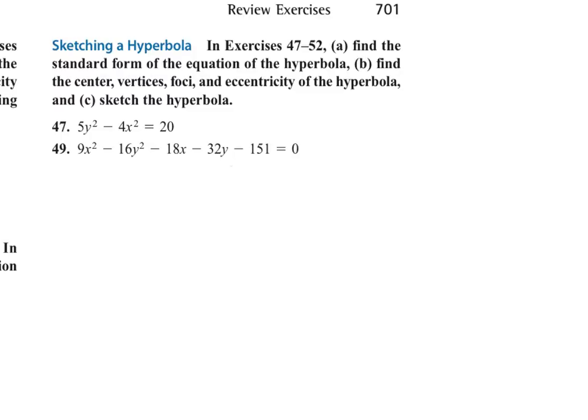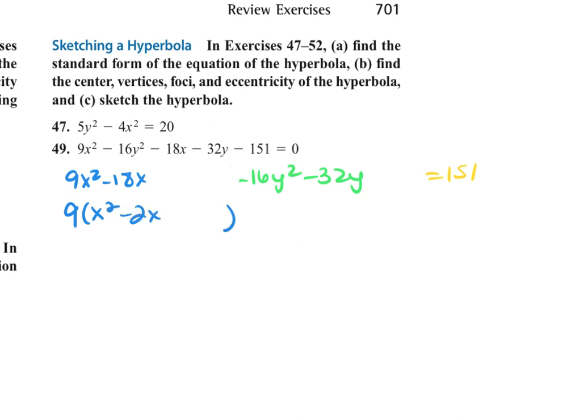Here, let me work through it. So 9x squared minus 18x, and then minus 16y squared minus 32y equals 151. And then you took out the 9, right? Yeah. x squared minus 2x. And then you take out a -16. It changes the signs.